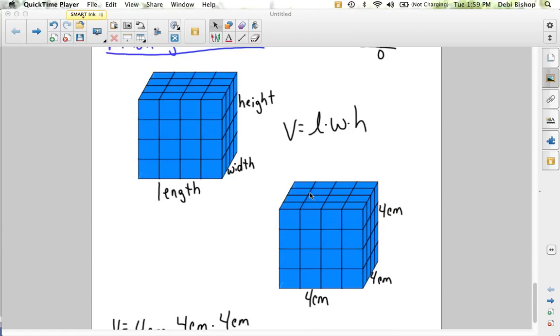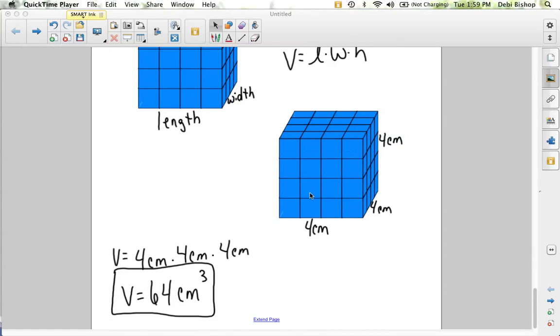So if we said this was 4 centimeters each side, you would multiply 4 times 4 times 4. And you get 4 centimeters times 4 centimeters times 4 centimeters equals 64 centimeters cubed. And make sure you cube that, because cubed is our unit for volume, because you're always multiplying by 3.